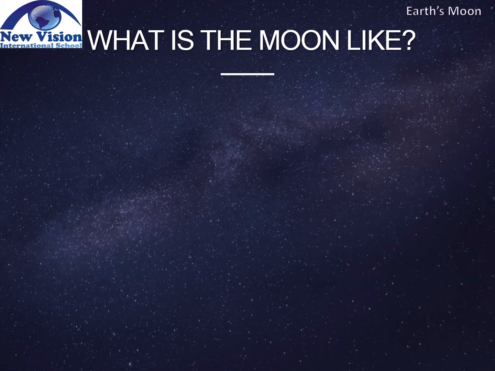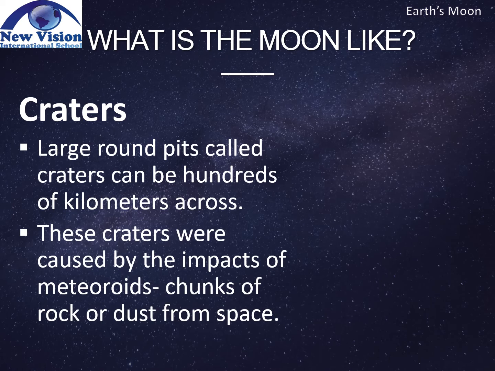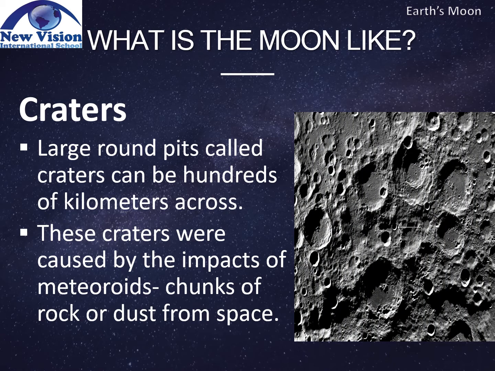The landscape of the moon, its surface features, is very different from Earth. The lunar landscape is covered by craters caused by asteroids. When we say asteroids, these are chunks of rocks or dust from space. The craters are bowl-shaped basins on the moon's surface. So these are examples of craters from the moon.